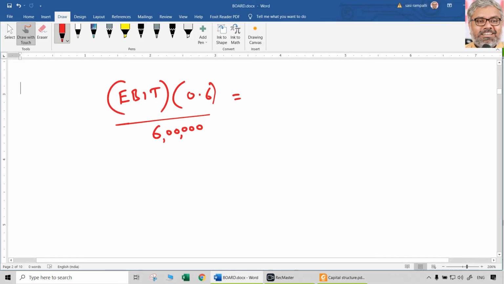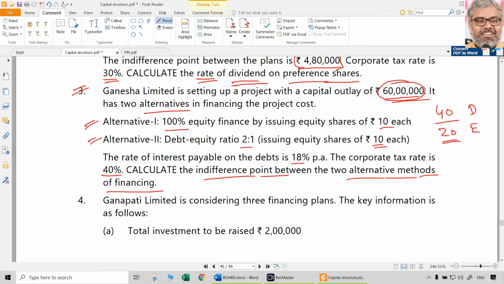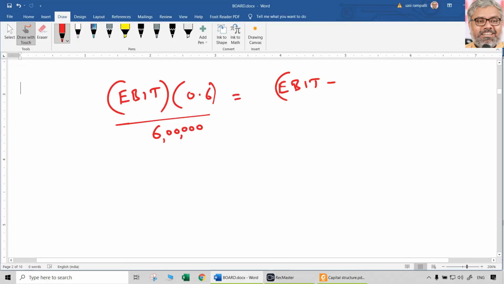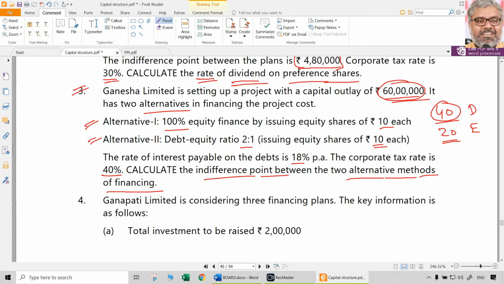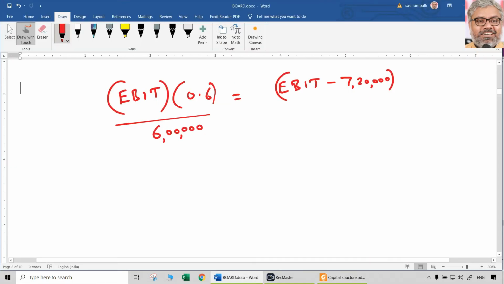What about option 2? EBIT is what we have to calculate, minus I2. Interest will be there in plan 2 or alternate 2 because 40 lakhs debt is there. So on 40 lakhs, what is the rate of interest? 18%. That means 7 lakhs 20,000. 18% on 40 lakhs, 7 lakhs 20,000 is the interest. Multiplied with 0.6. That is common.